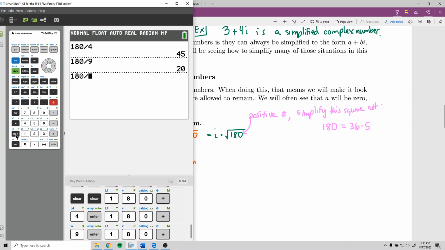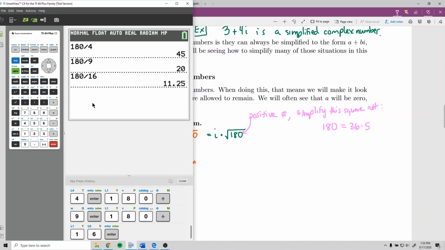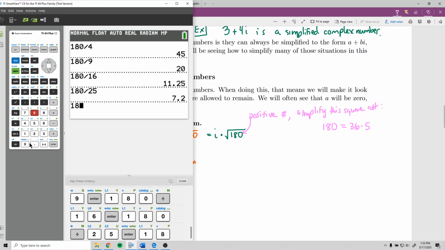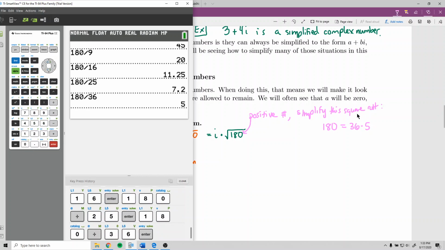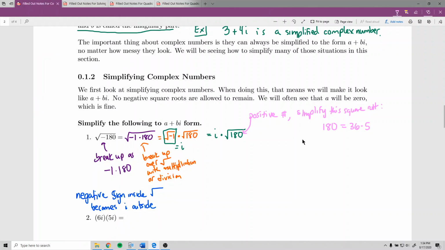180 divided by 16. That doesn't work, but that doesn't mean it's the end of the line. The next perfect square is 25, because that's 5 times 5. Still doesn't work. 180 divided by 36 is 5. And the reason I know I can stop there, 180 equals 36 times 5, is because 5 has no perfect squares in it. Right? The ones above, when we had 180 divided by 9, for example, when we had 20 left, there's still a perfect square of 4 inside. Right, but that's just a brief reminder of that.